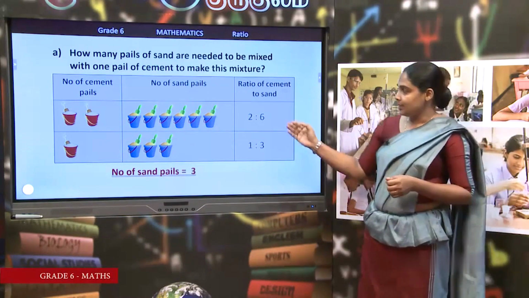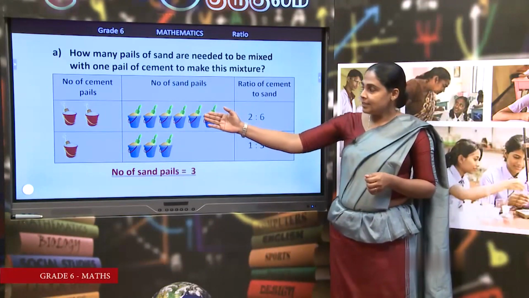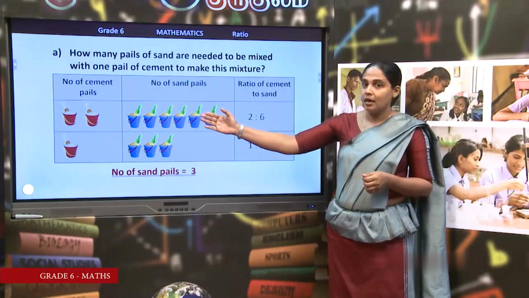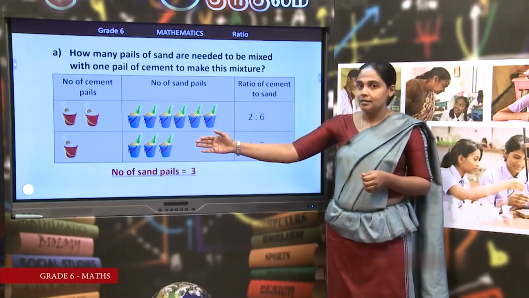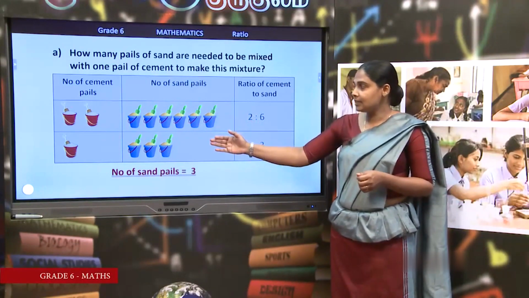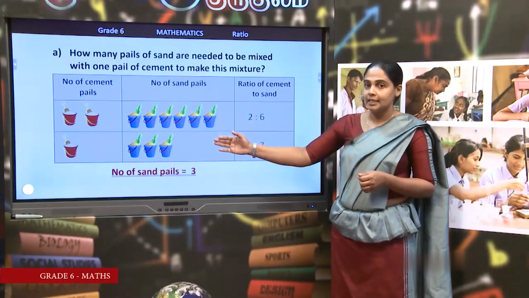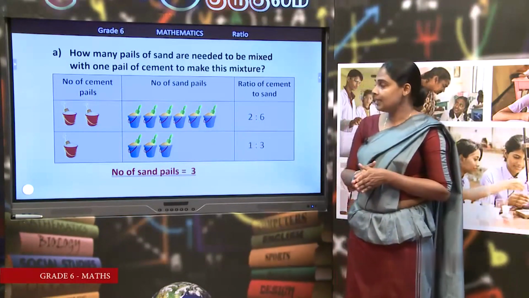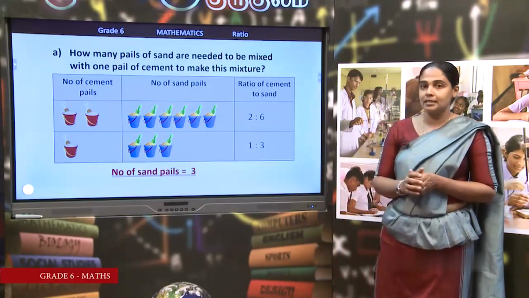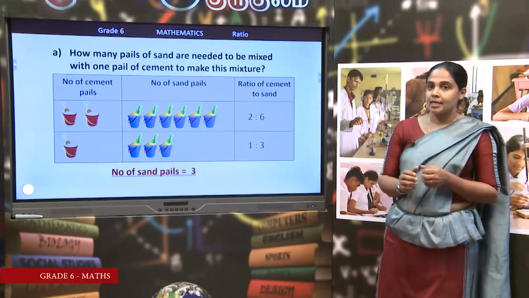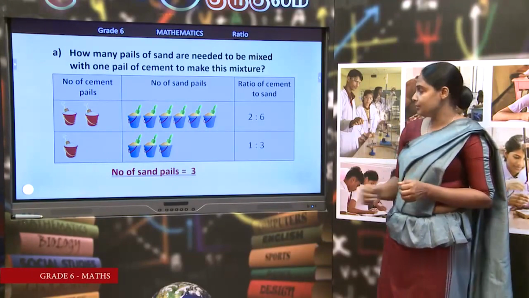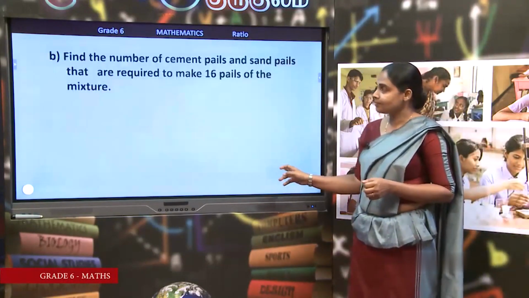Then again, initially we had 2 pails, half of it is 1. So we can think the answer should be half of it. Then it is 3, then the number of sand pails is 3. Now we are going to continue the same question.